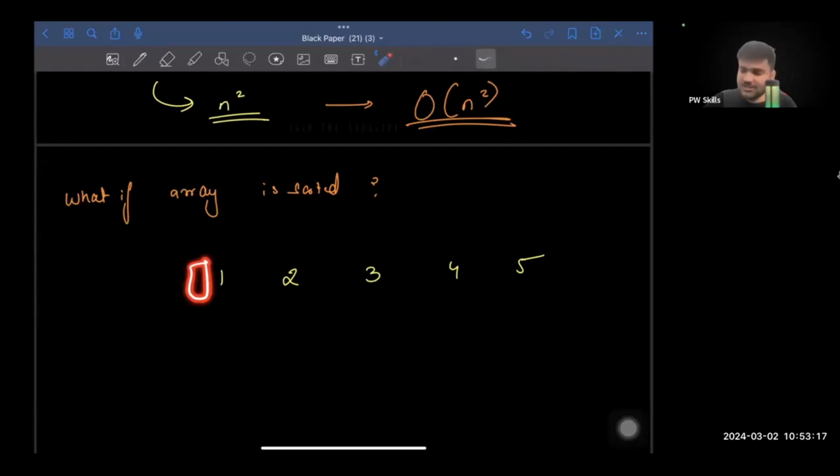Initially, the sorted region is empty, and the unsorted region is the whole array. We find the minimum element. To find the minimum element, you have to go to every element, right? Because we do not know when the input will come. We do not know where the minimum element is.